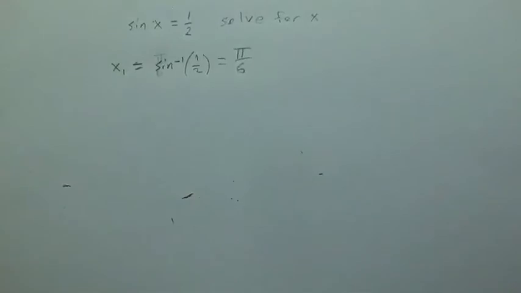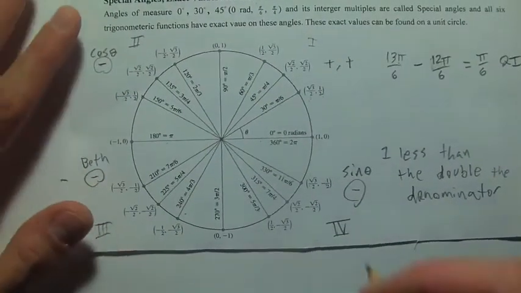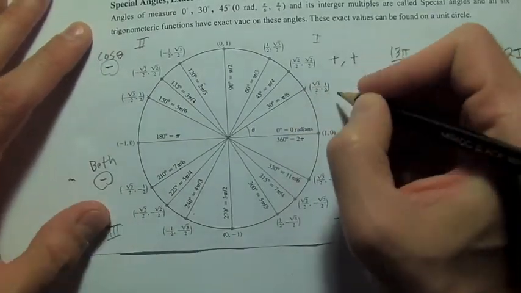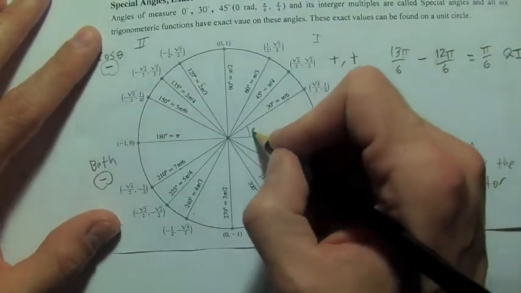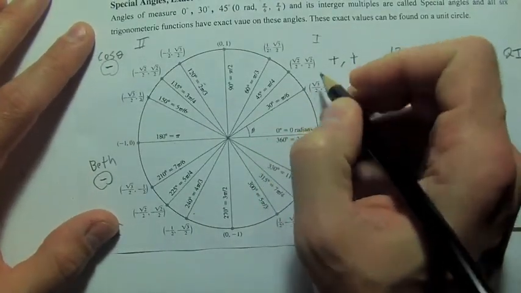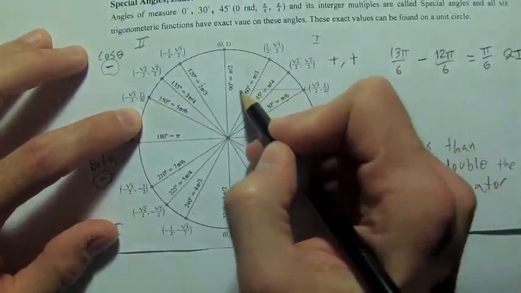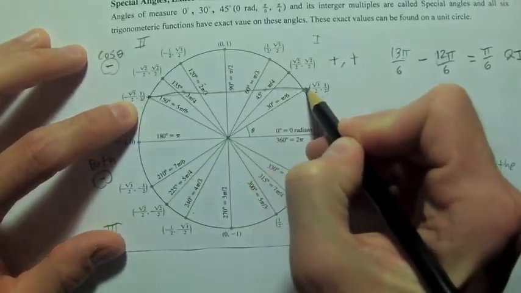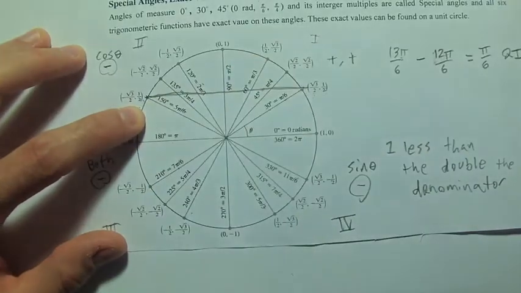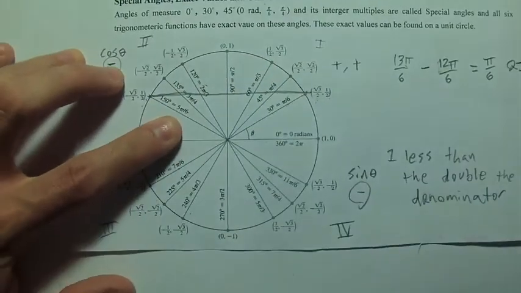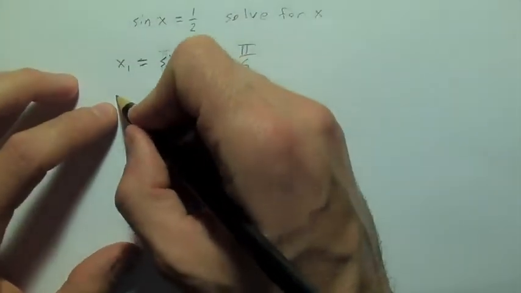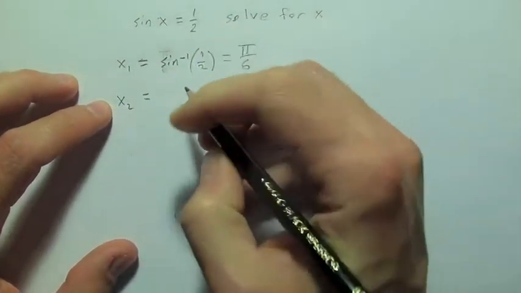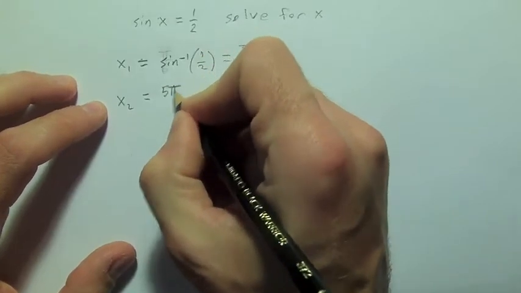But there's another one. If we go to our unit circle, what causes sine of x to be 1/2? Well, an angle of pi over 6, but there's another one here, directly across, which is going to be the angle 5 pi over 6. So from the unit circle, we also see that we get 5 pi over 6.